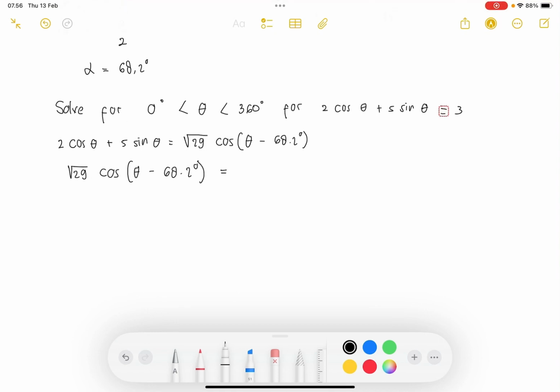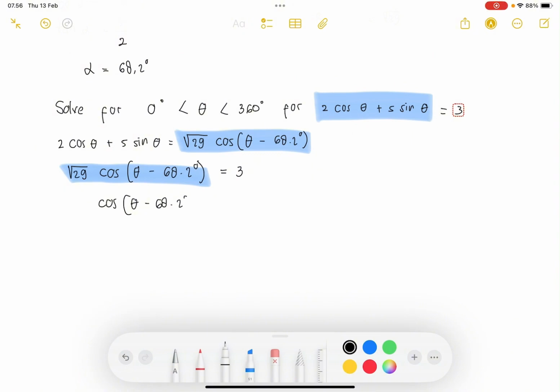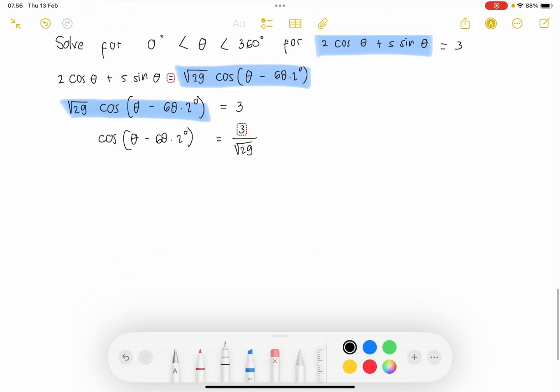This is equal to 3. Okay, then let's just make it equal to 3. This one is, I think, already clear, yeah? Okay, so next, we will have cosine theta minus 68.2 degrees equal to 3 over root 29. Okay, like that.